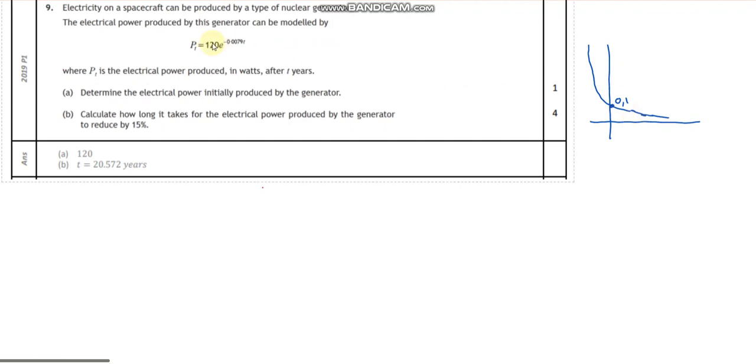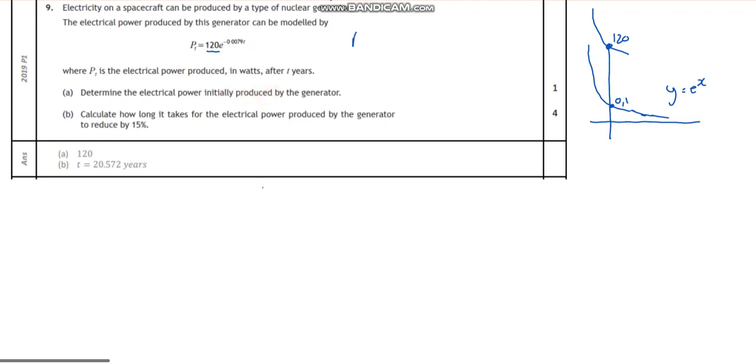So if I've got 120, this is just say y is equal to e to the x. If I've got 120 at this point here, I've got (0, 1). If I times this function by 120, it's going to go up, multiplied by 120, isn't it? Come through here. So the first thing to note is that this number is always going to give you your initial power produced.